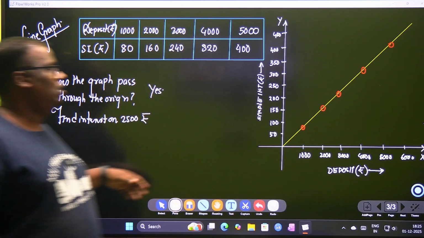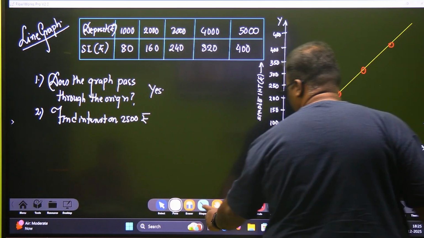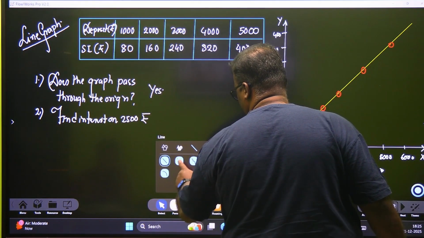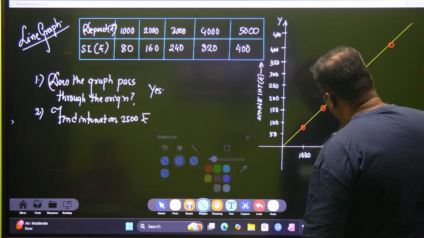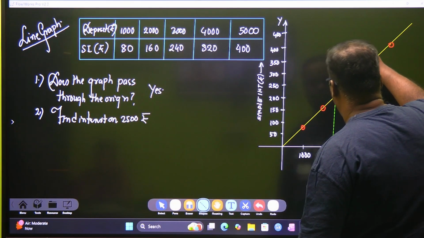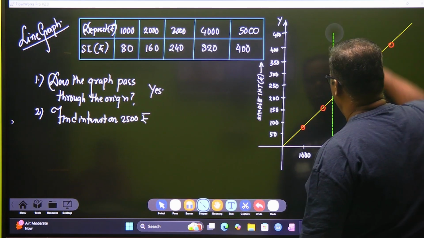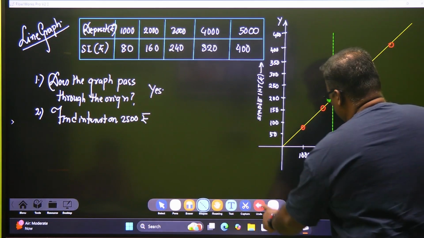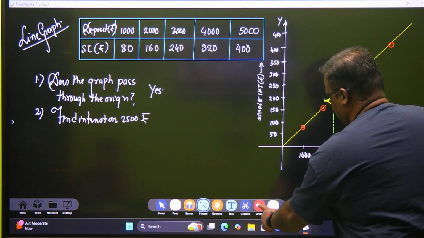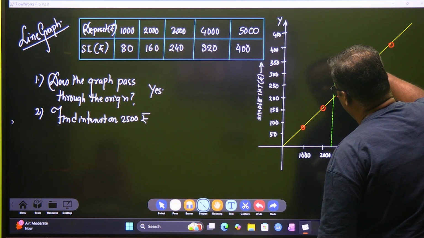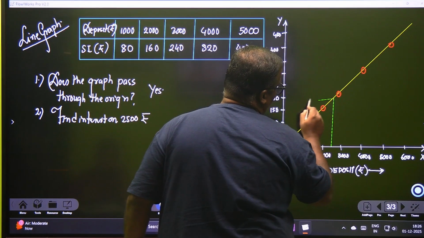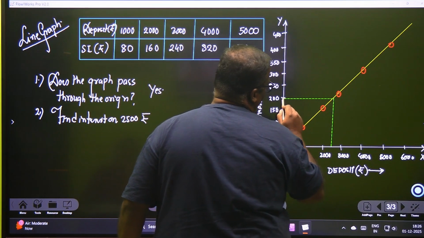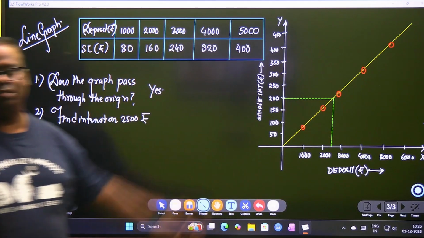So what do you do? Where is the deposit? Deposit is on which scale? X-axis. Do you agree? So just take your X-axis, 2,500. Draw a line perpendicular at 2,500, just like this. This line has intersected the graph, right? Sorry, 2,500 means it has intersected the graph out here. Do you agree? And from this point, you just draw a line to the x-axis. Whichever point it touches, that much is the interest.